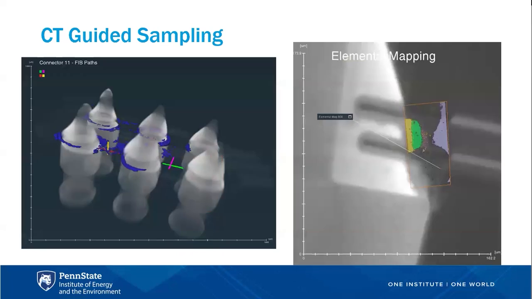We also had a client who had an electrical component that wasn't working. So we took a CT scan and they saw this weird blue stuff and they didn't know what it was. And then they were able to pinpoint where that location was, do an elemental map, and look at what was going on.